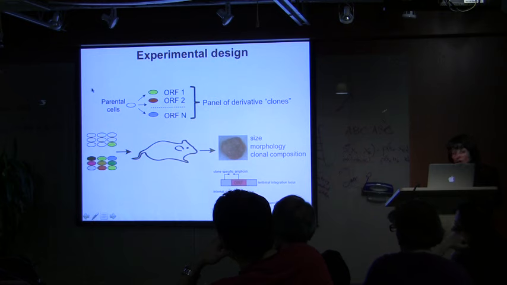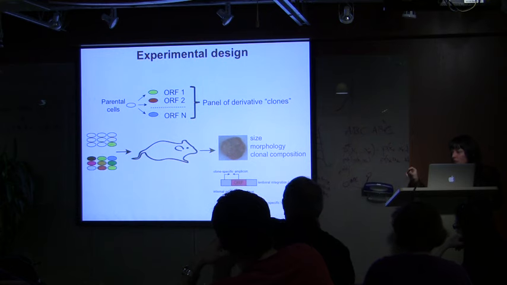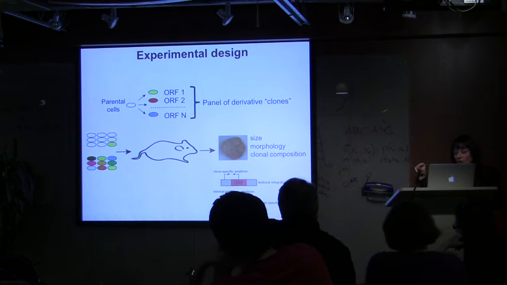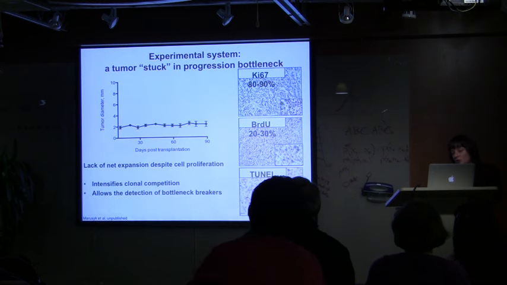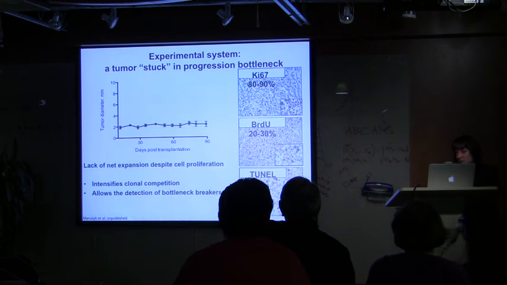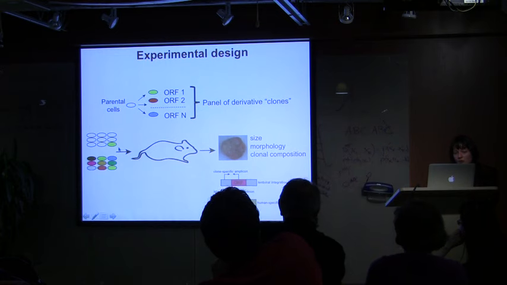MDA468. It's an interesting cell line, but it really forms these tumors at very high penetrance, but they don't grow. They just grow to this size and remain like that. If we want to study clonal interactions and competition among clones, we need a cell with high proliferation, so there is turnover of the cells, but the tumor doesn't grow. Then we can ask questions. So we generated monoclonal or polyclonal tumors and asked which one can grow out, what the clonal composition of these tumors is, and what the tissue histology is.